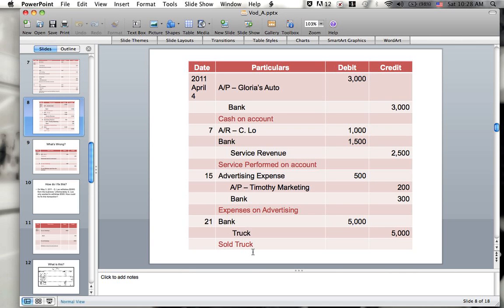In this journal entry, the first transaction is missing the description. It should be cash on account. Also, in the second transaction, the description should be service performed on account. Third one, expenses on advertising. And the last one is sold truck.